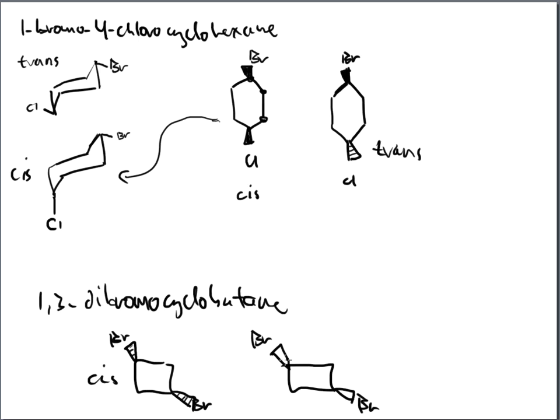Now, I need to make sure that this one's pointed in opposite directions, right? So one of these will get maybe a dash, and one of these will get a solid wedge. They are now pointed in different directions. One pointed away, and one pointed toward me. Because of that, this is the trans form of 1,3-dibromocyclobutane. Folks, if you can do this, then you really do have a comfortable initial hold on stereochemistry.